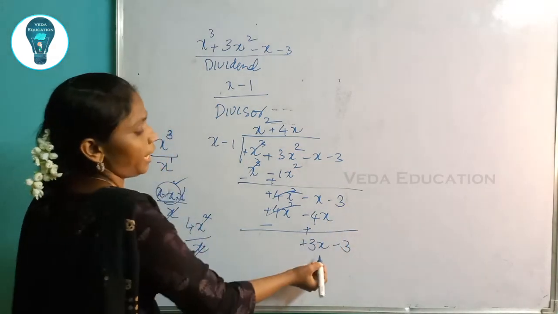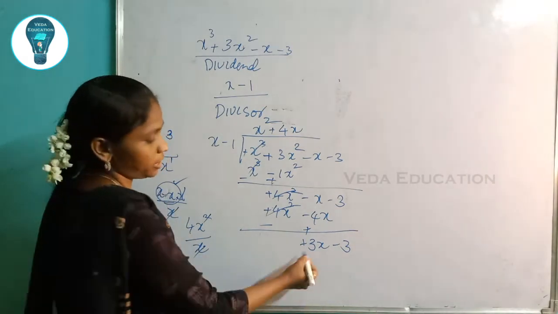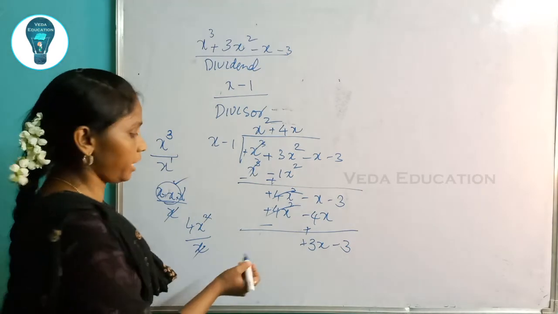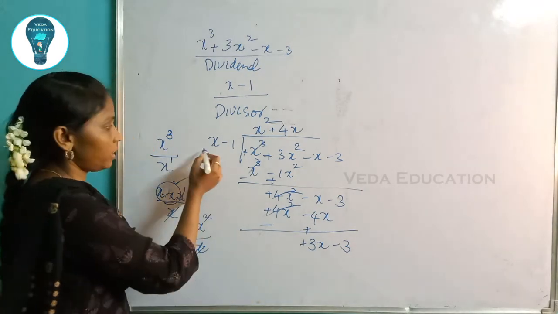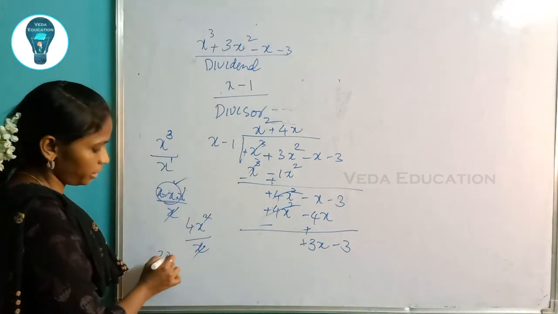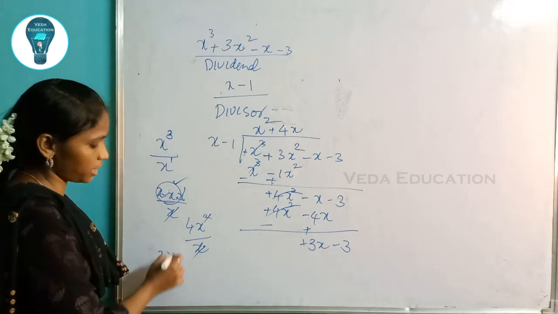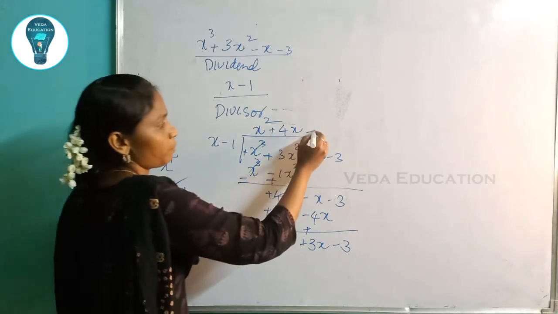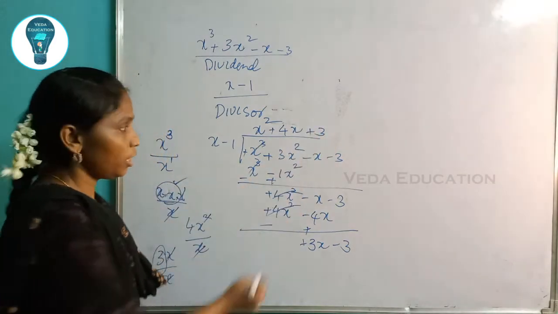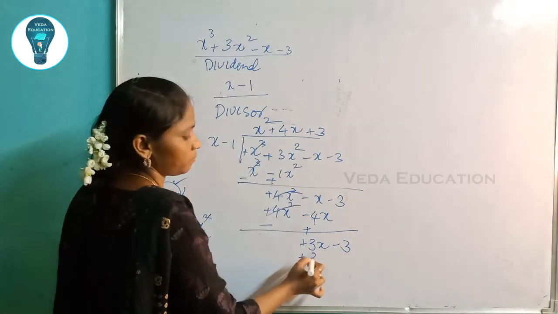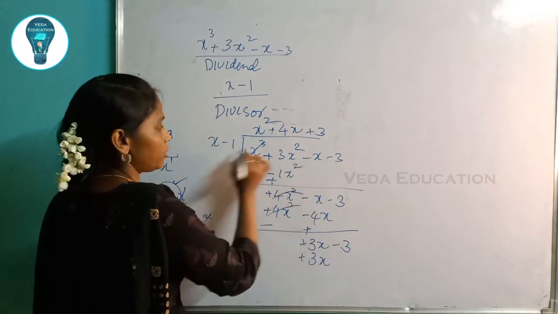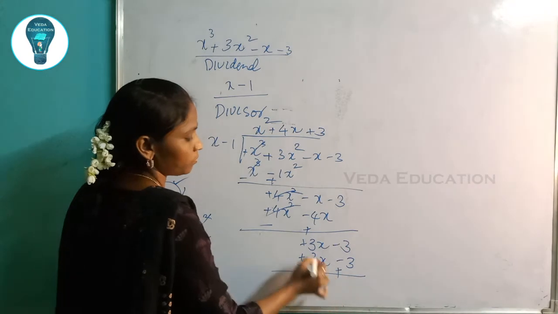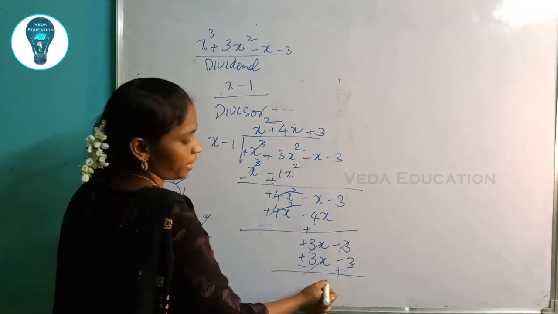After that, again the next step, which becomes the dividend 3x minus 3. So in this, the first term is 3x. So 3x divided by the divisor's first term, 3x by x. Now x gets cancelled and what is left here? Plus 3 is left. So write it here, plus 3. Now plus 3 into x, plus 3x. And plus into minus, minus 3. Now change the symbol. Cancelled. This one also cancelled.